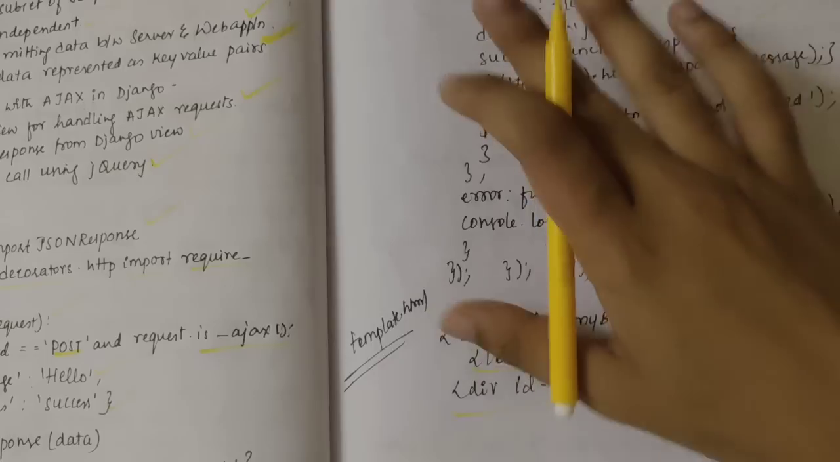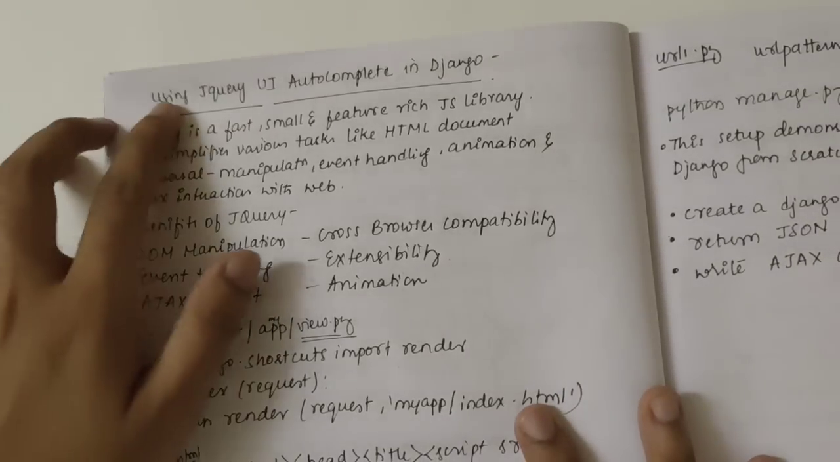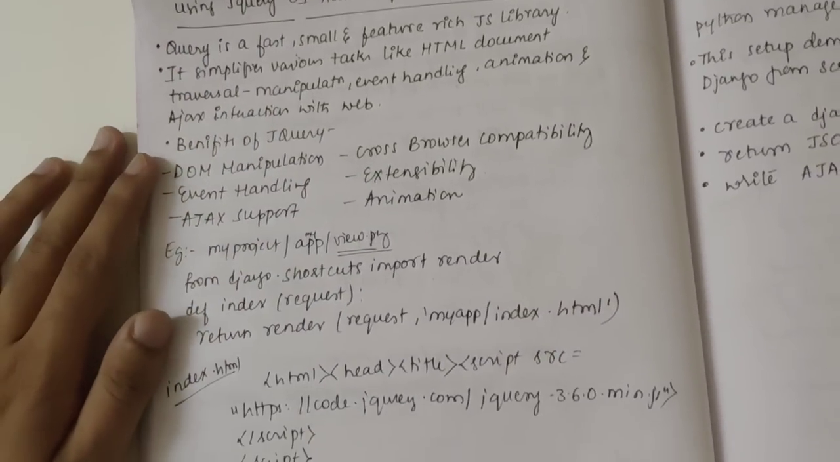So as I said, this question is pretty important. It could be asked for 10 marks. Moving on further, we have using jQuery UI autocomplete in Django.